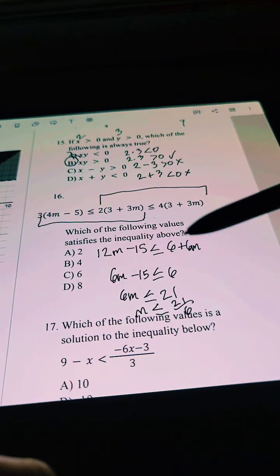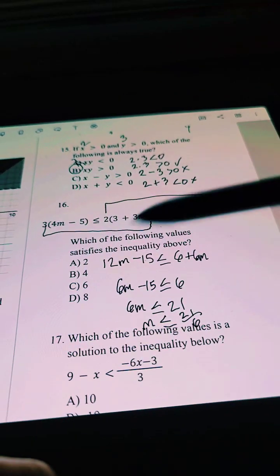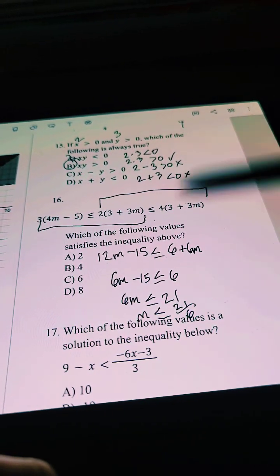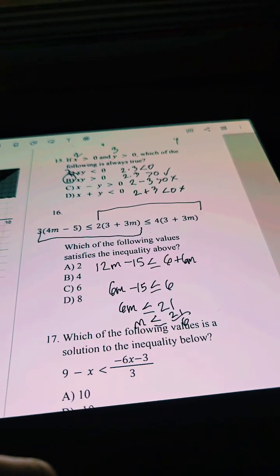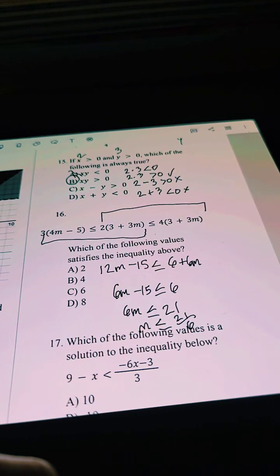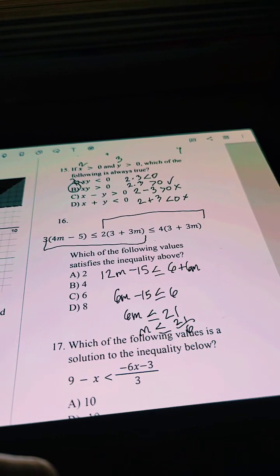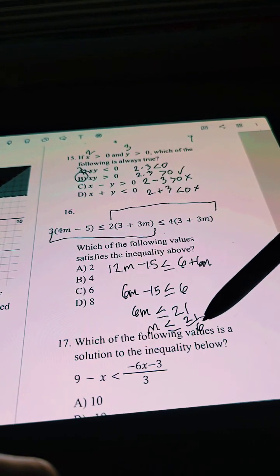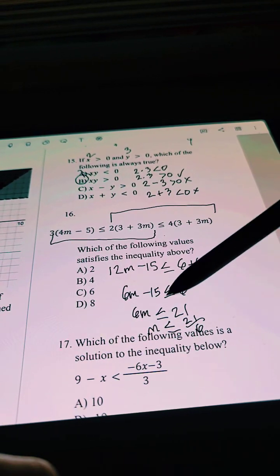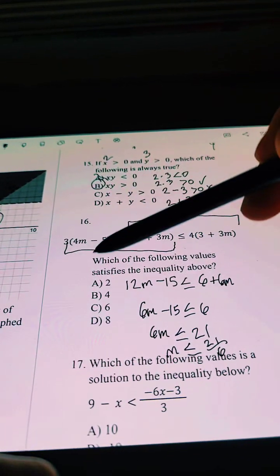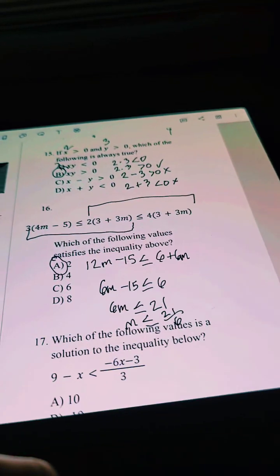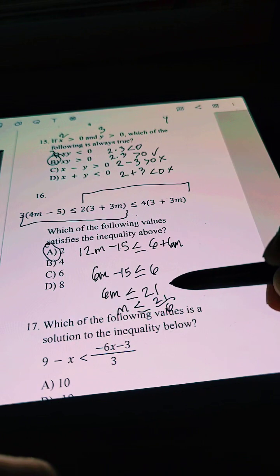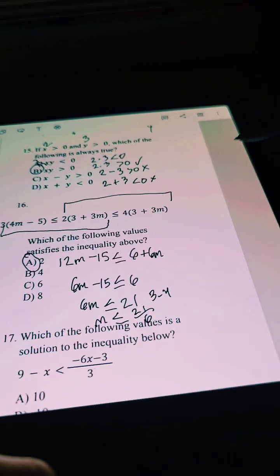So just from that part, technically, I think you can solve it because 6 goes into 21 and you get a number between 3 and 4, because 3 times 6 is 18, and 4 times 6 is 24. So m has to be less than or equal to a value that's between 3 and 4, so it can only be A. But you don't always get that lucky, so I'm going to show you how to solve the other portion. So basically it's saying this is between 3 and 4, and m has to be less than or equal to that.